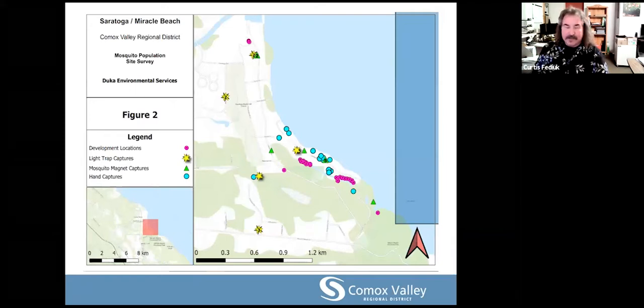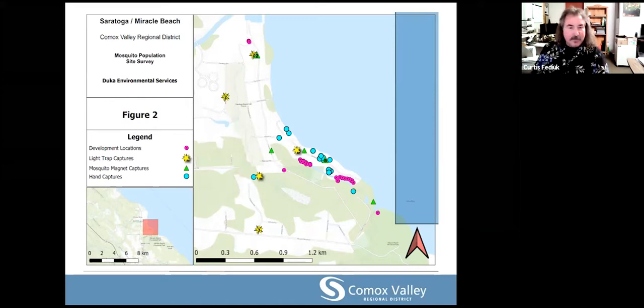What the light trapping did show us was that the predominant mosquito is Aedes dorsalis, and they come from that salt marsh. And you can see there all the purple dots. That's where all the sampling was done, and that's where we found most larvae. And then I believe the blue ones were for adult sampling and mosquito magnets.